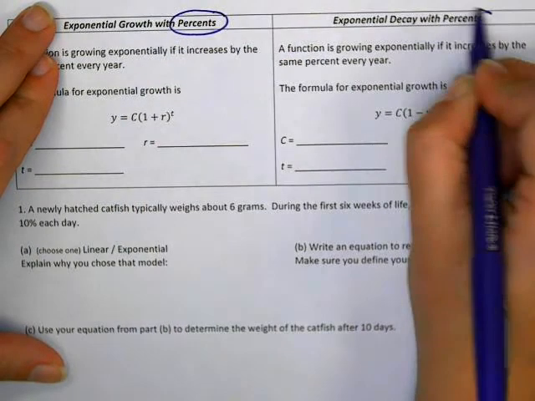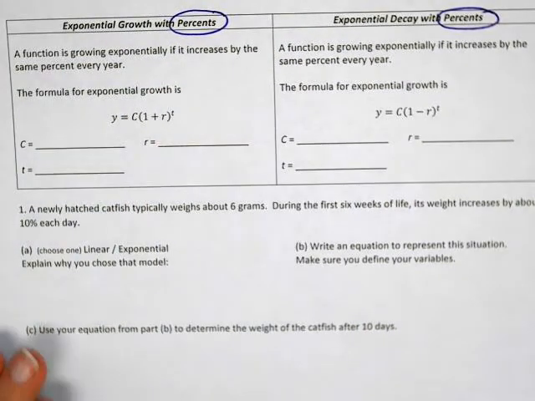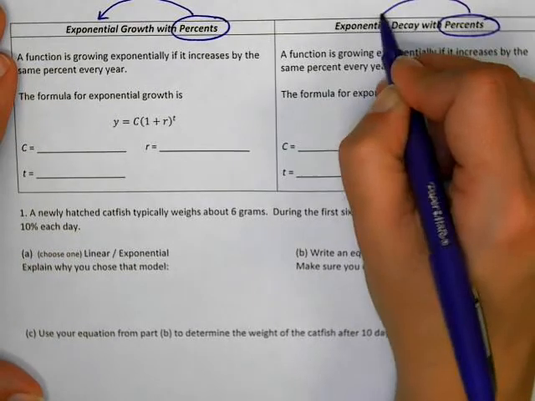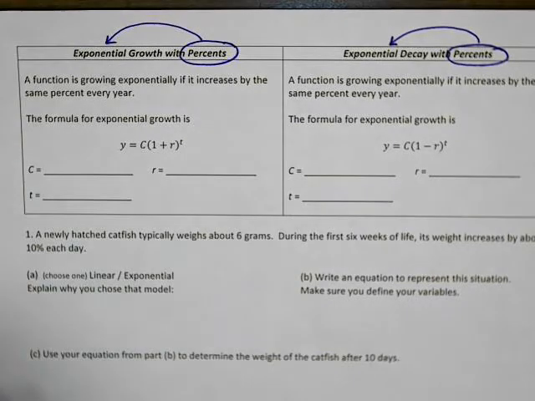All right, now when we're dealing specifically with growing and decaying by a percent, sometimes we're going to have problems where we're changing by a percent. When you see the word percent, it does tell you that this is exponential, but it also tells you we need to set up the equation in a very specific way.